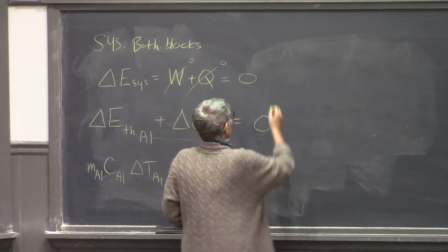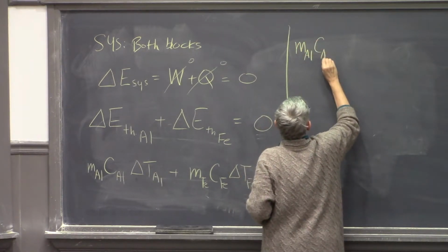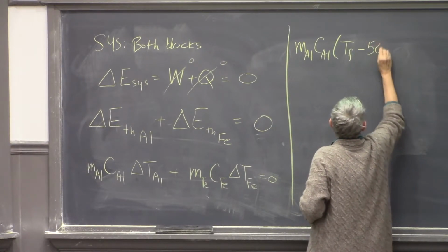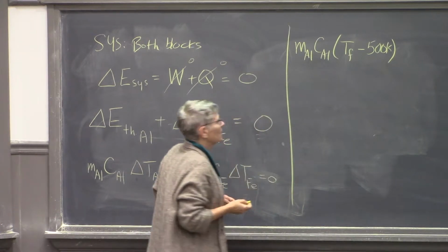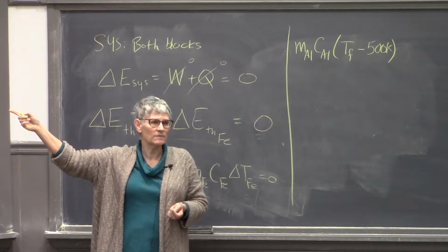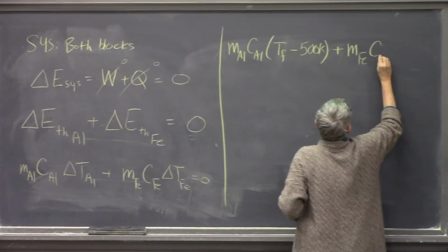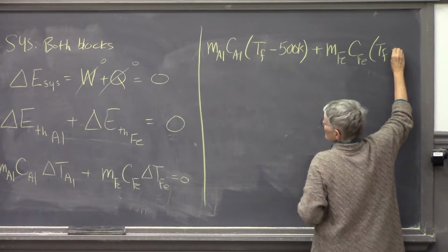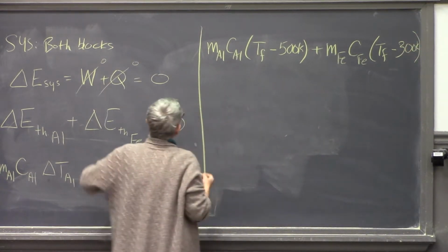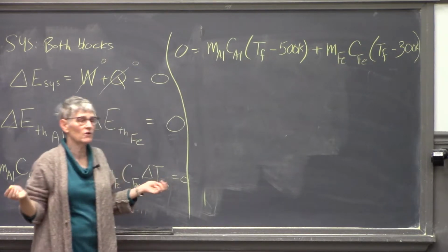But we can rewrite this a little bit in a way that makes it easier. So we can say mass of aluminum, C aluminum, T final, whatever temperature it equilibrates to finally, minus its initial temperature, which was 500 Kelvin, right? Plus mass of the iron, specific heat of iron, T final minus 300 Kelvin. And this is equal to zero. And now we do have an equation we can solve for T final, right?